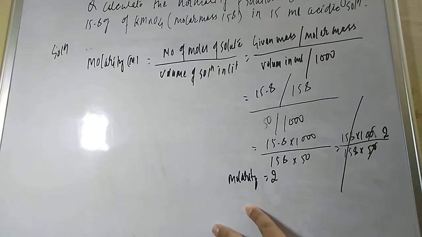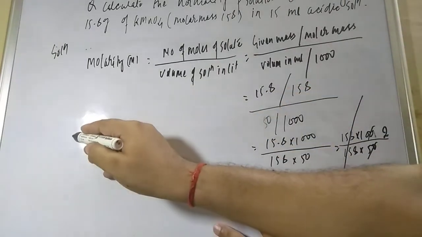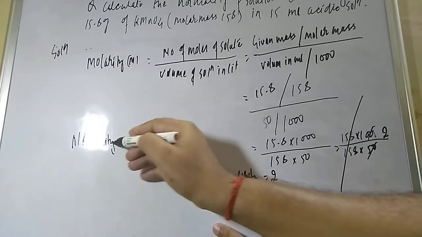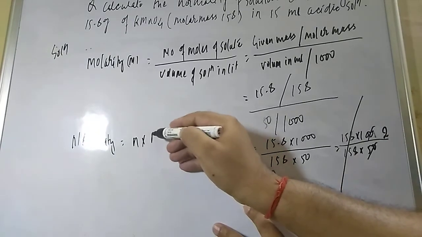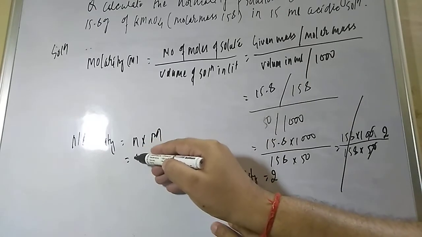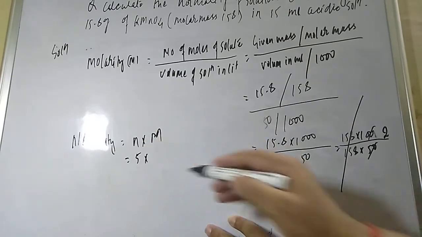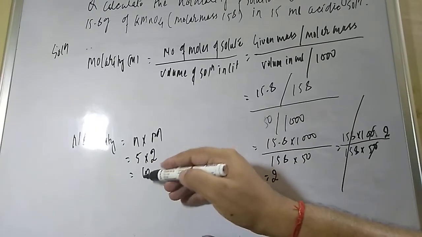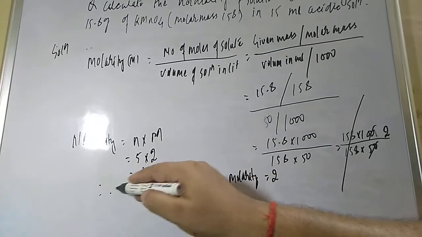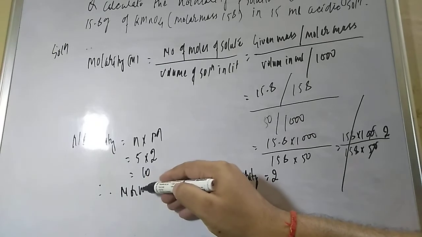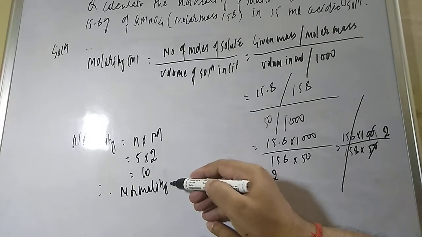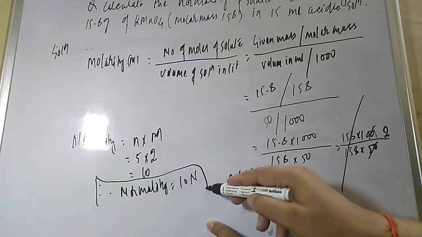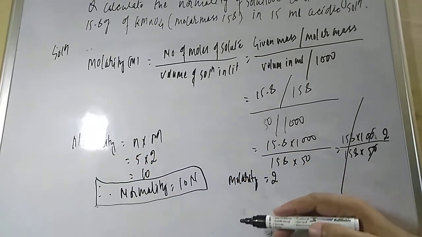Now, student, apply the normality. Normality is equal to n into molarity. The n factor you calculated is 5, and the molarity you got is 2. So how much is coming, student? 10. Therefore normality is equal to 10 normal. This is our answer, student.